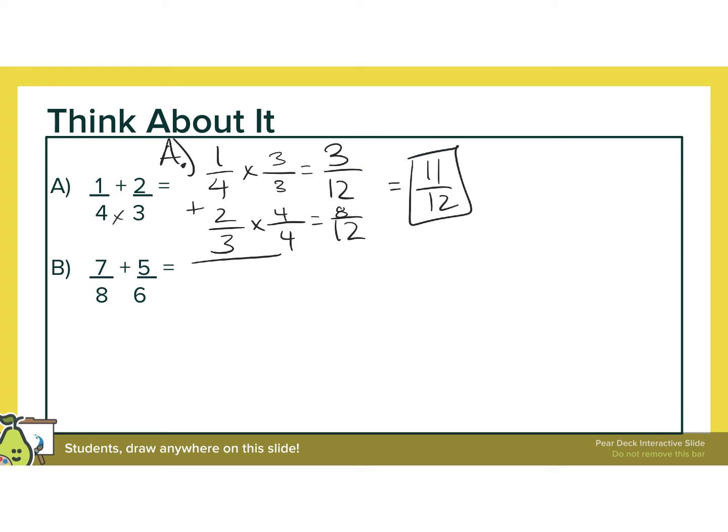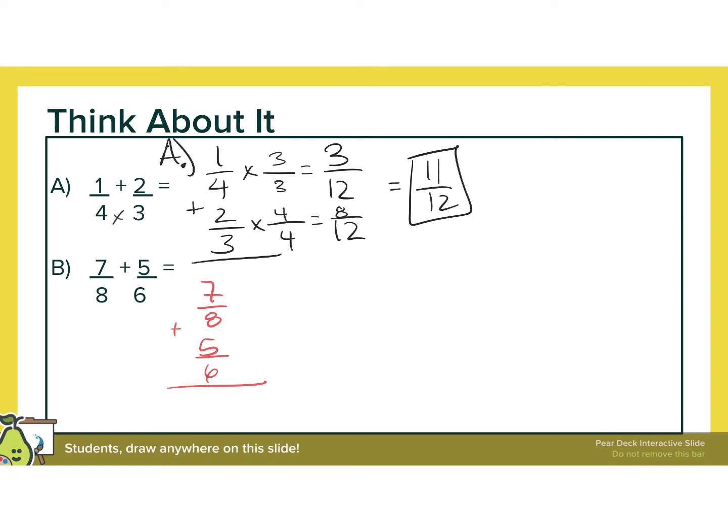Then for B, I'll change colors because I'm running out of room a little bit. I'm going to write it vertically. 7/8 plus 5/6. I'm not going to multiply because 48 is a pretty big number and it's probably smaller.